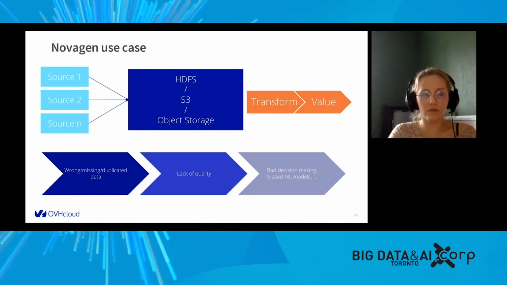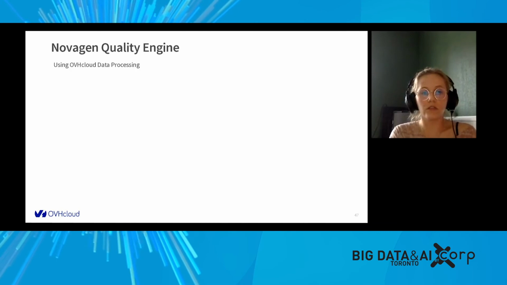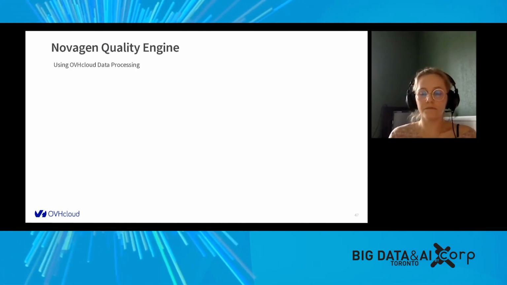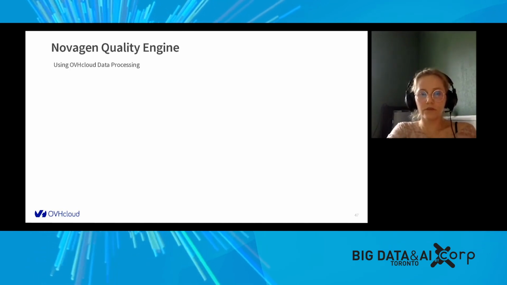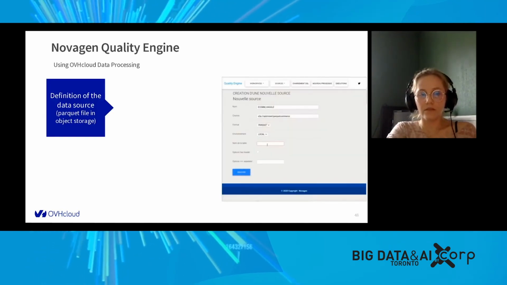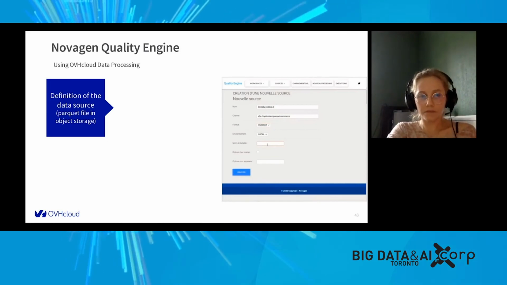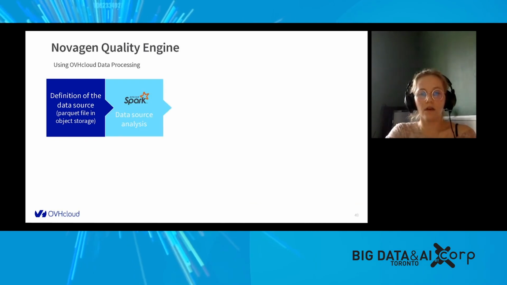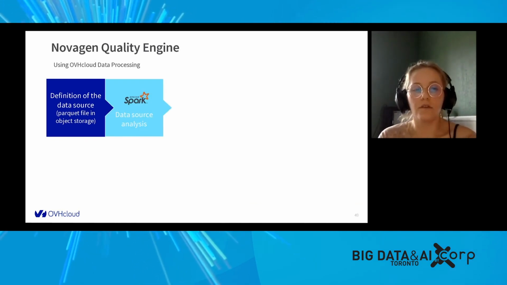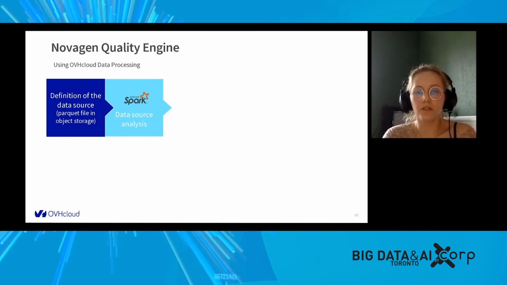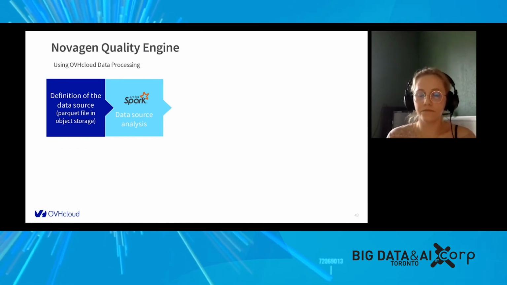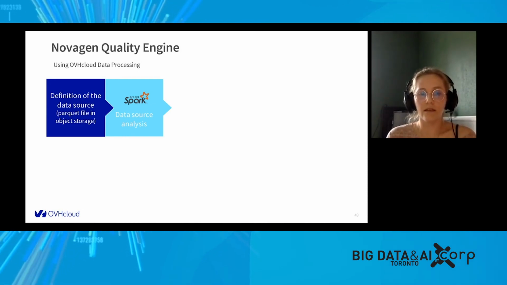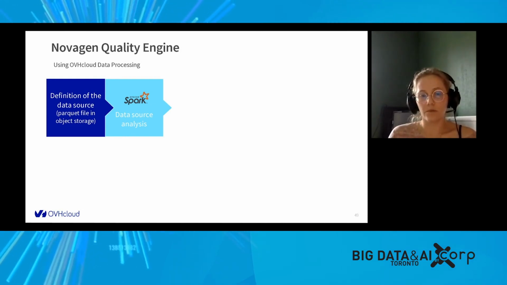And to do so, they developed the Novagen quality engine, which is using OVHcloud Data Processing. To use it, first you will have to define your data source in their UI, and then run the first Spark job on it using OVHcloud Data Processing. This Spark job retrieves the metadata of the source, and it's a quite short job.